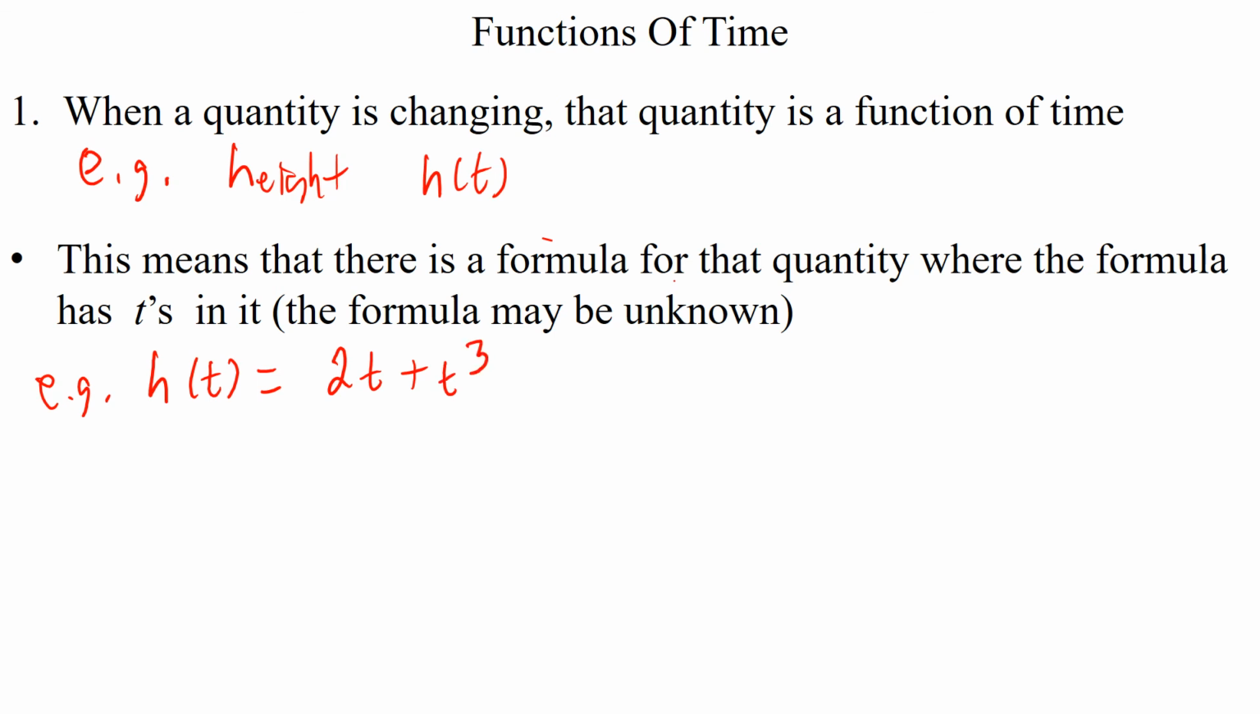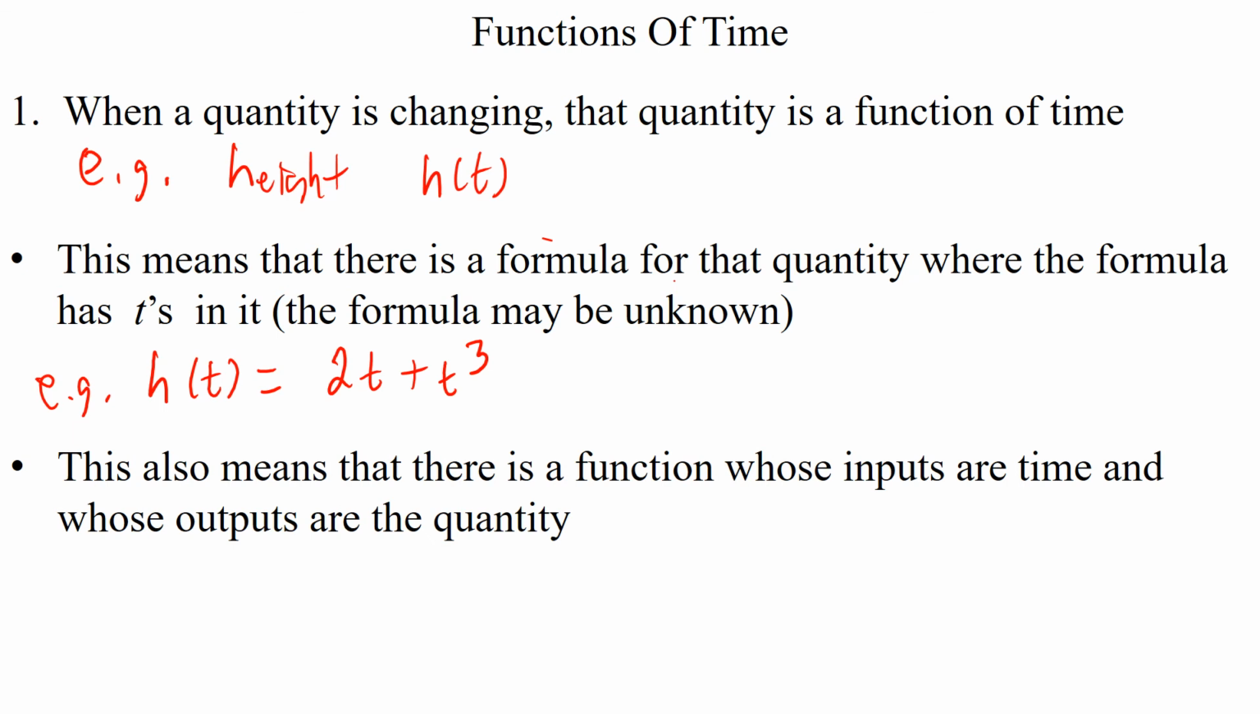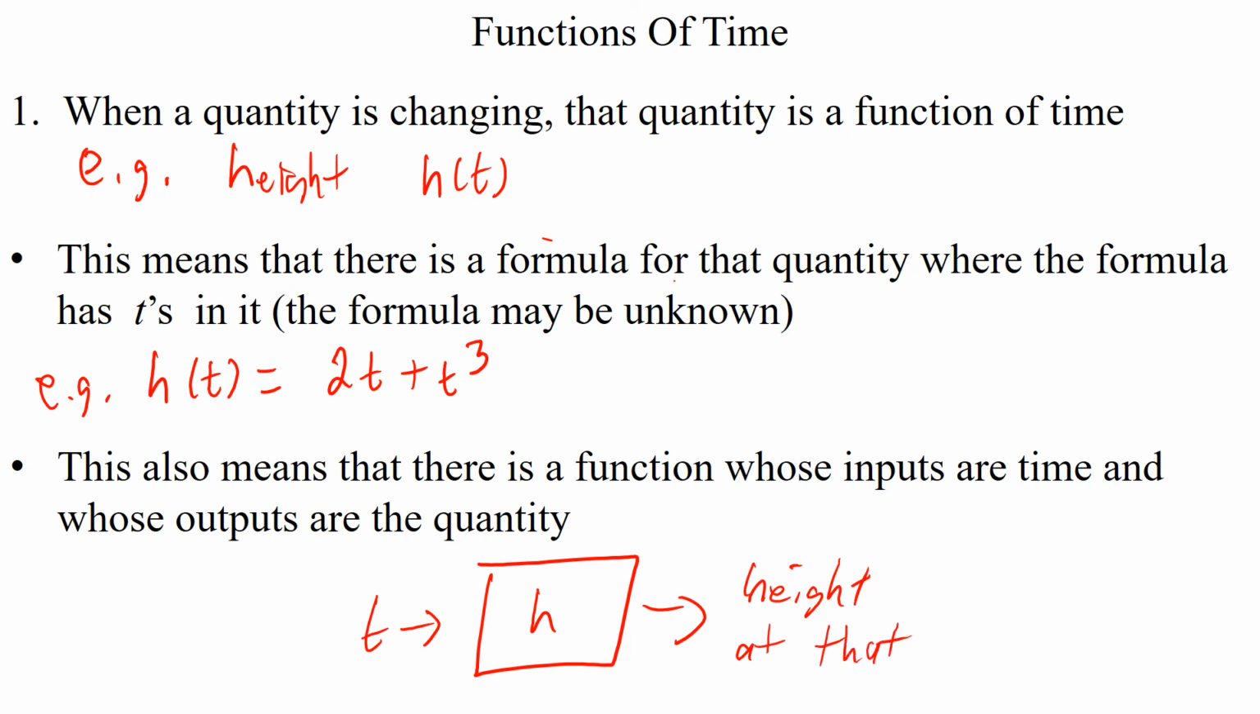What else does this mean? Remember, when anything is a function of time and you have the formula for it, you don't know anything about the height until you plug in a number. So it also means that we have this function whose inputs are time and the outputs are the number we want, in this case the height. So if you want to know the height of the palm tree, you have to plug in a number for t first. Plug the number for t in, and the output will be the height at that time.